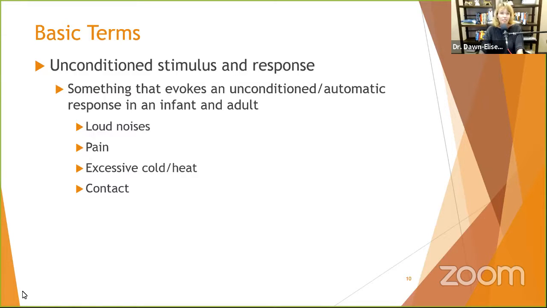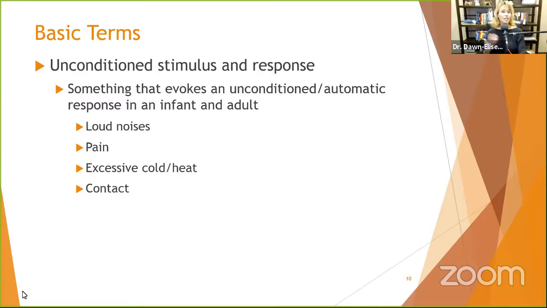And contact, like we talked about earlier, human contact generally produces a release of oxytocin. So it's generally a pleasant response. Now, this can be reconditioned in people who are survivors of abuse. So don't assume that contact is always positive. But in some people, it can be.